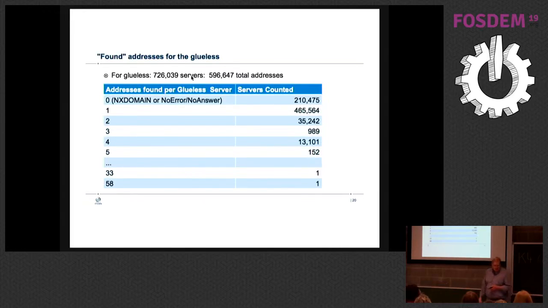For the glueless, I found basically most of them only had 1. And again, that 1.465 is very close to the number of name servers that were in ccTLDs, so it's not too surprising that I got 1 out there. One of the servers that had no glue in my files had 58 address records. That's the top end. There's one at 33, and the long tail applies here. It's interesting to see with those.